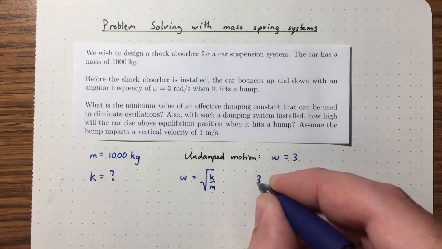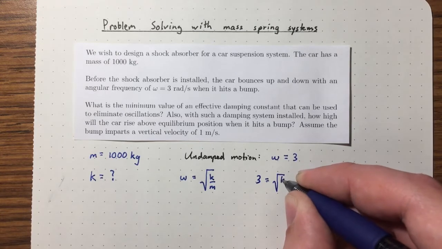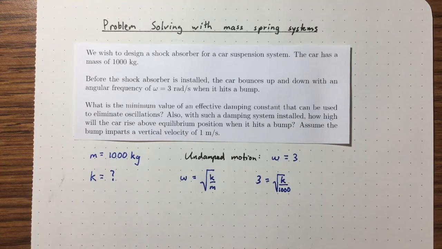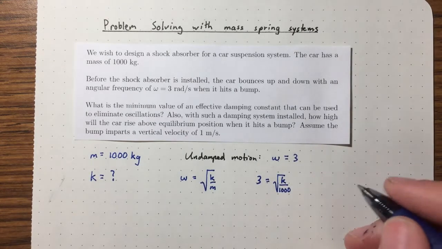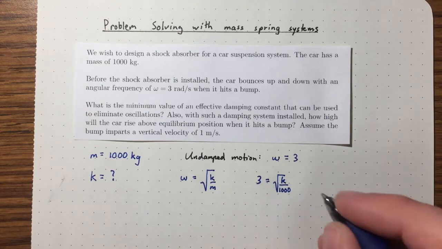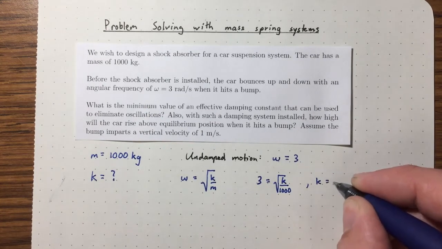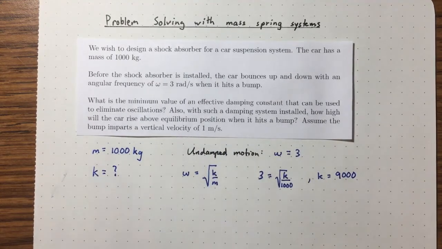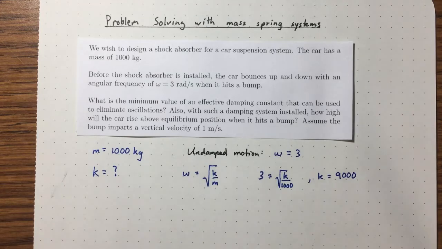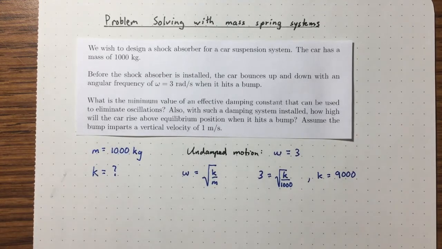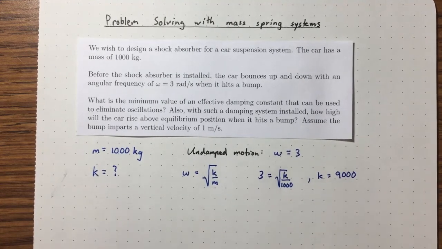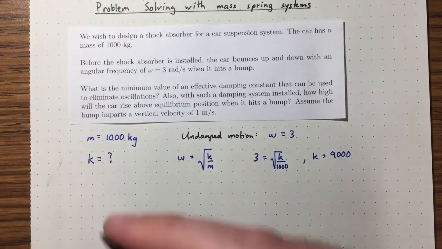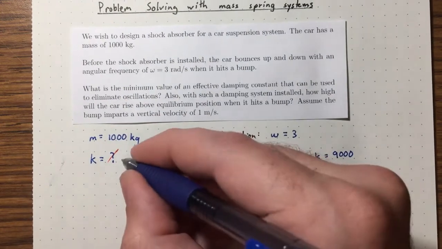So what do we have? We have 3 equals the square root of k over 1,000. If we square both sides, we get 9 equals k over 1,000, so k equals 9,000. So we just learned another way to figure out the spring constant. If we know the mass and we let the spring go back and forth, and we can measure the frequency, then we can determine the spring constant. Pretty cool. So k is no longer a mystery, it's 9,000.